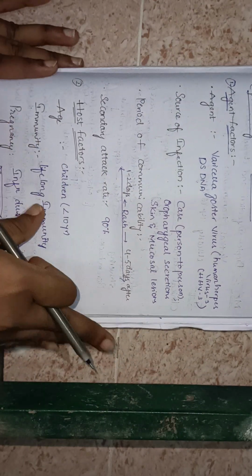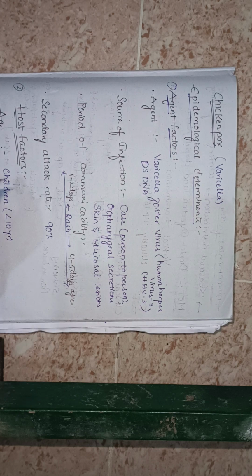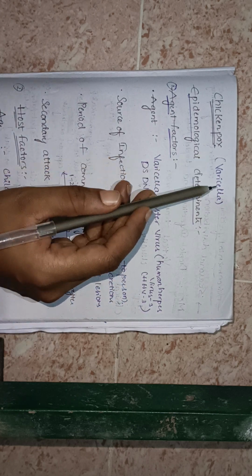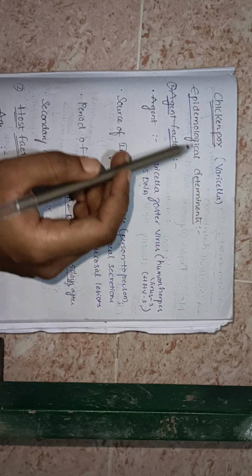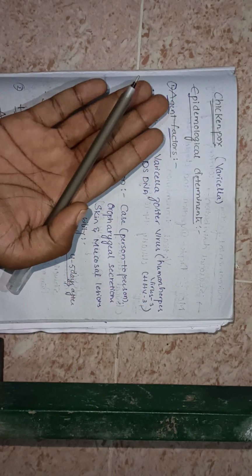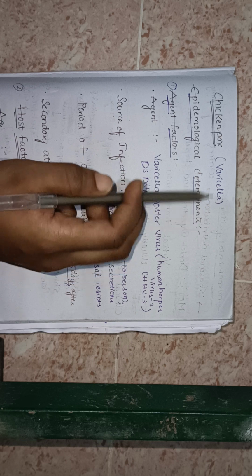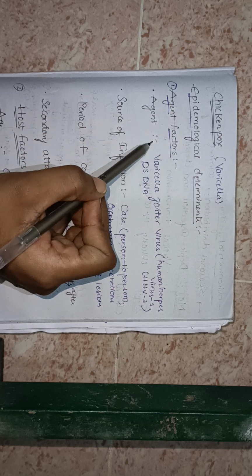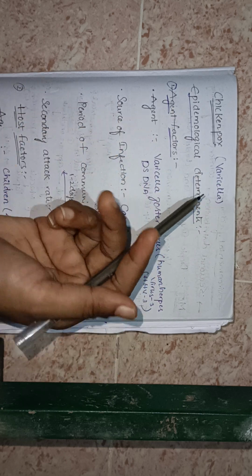First is chickenpox. Chickenpox is also called varicella. Why varicella? Because it is caused by the varicella virus, so we call it varicella. First, we will discuss the epidemiological determinants like agent factor, host factor, and environmental factor.